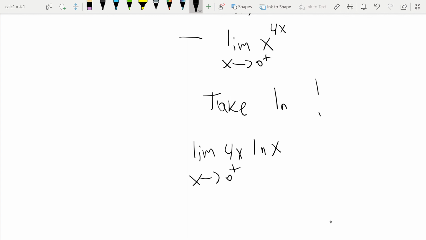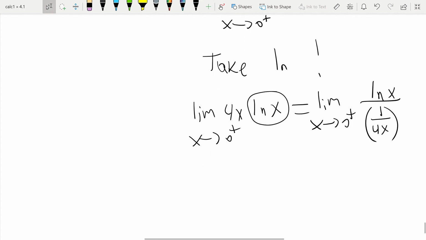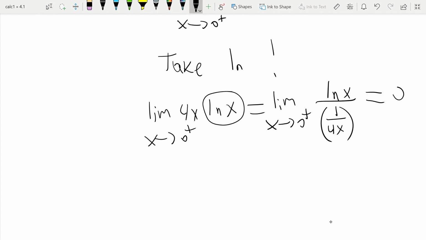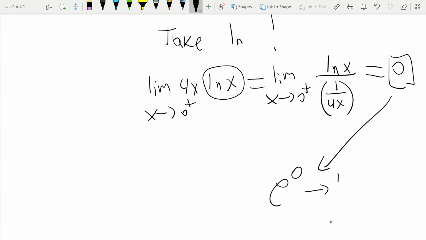And here, when you have to apply the L'Hopital's rule, keep the natural log where it is, and write the 1 over x as 1 over 4x. Okay? And once you get this limit, which is 0, then you pick this number here. Well, it happens to be 0 in this case, and the limit you're looking for will be e to that number. This is the limit you're looking for.